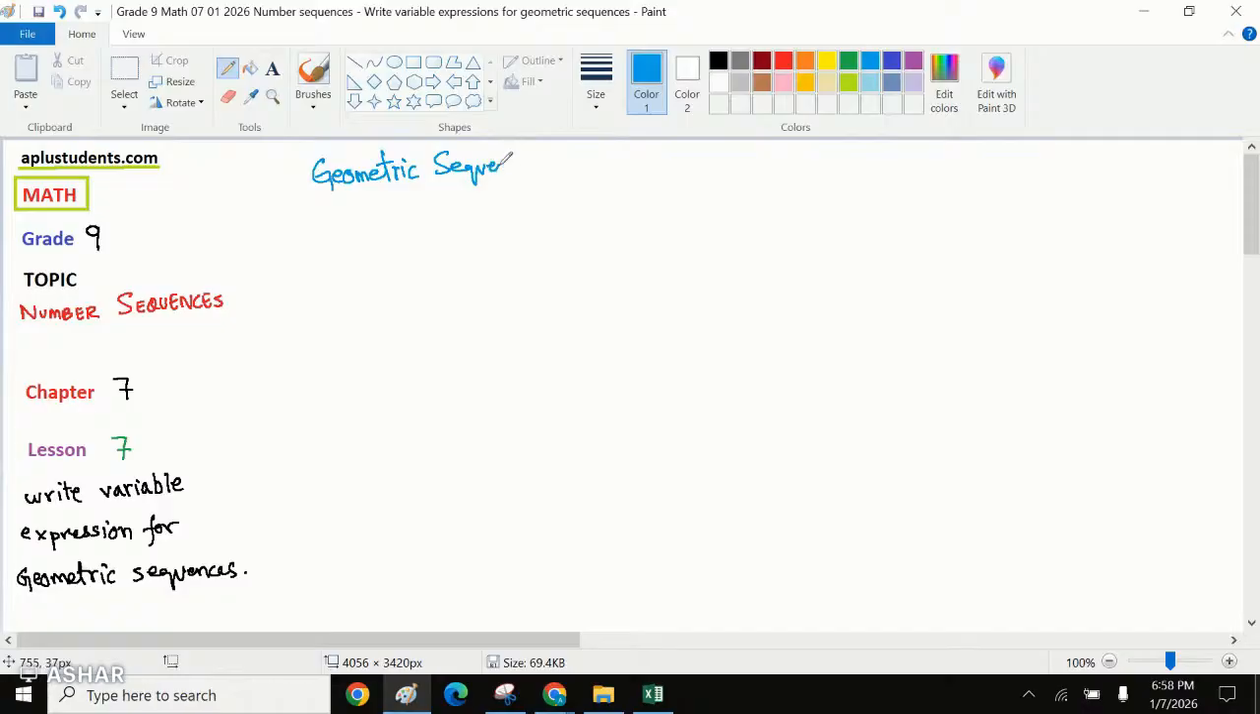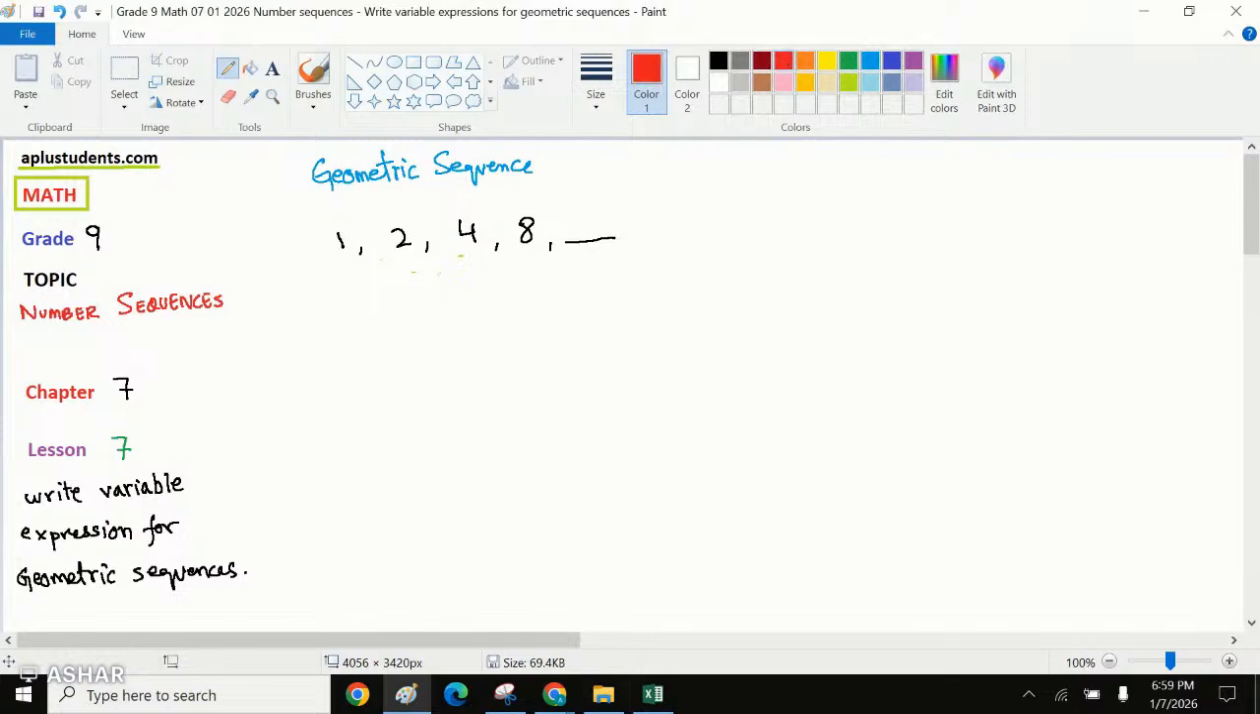Let's see what a geometric sequence really is. Let's review this, then we'll do the questions. Suppose the numbers given were 1, 2, 4, 8, and this is the missing number. What we can see here is that the numbers are not increasing by the same additive value. If we say this is +1, this is +2, this is +4, there is a difference in the addition.